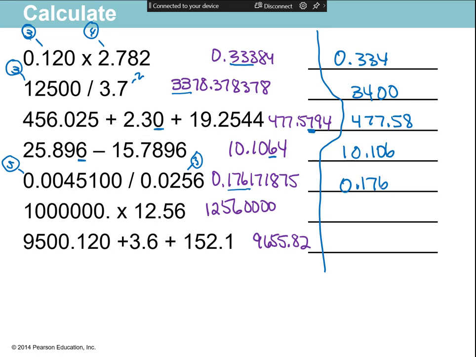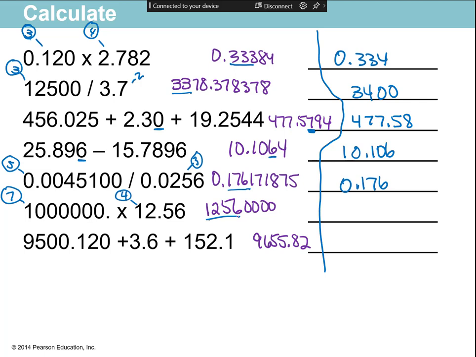Okay, here's another multiplication. I ended up with 12,560,000. What do I have to do? How many significant figures in the first number? 7. 1, 2, 3, 4, 5, 6, 7, because there's a decimal. That decimal means all those numbers are exact. 12.56 is 4. So I'm going to round my number to 4. So here's the first 4. All the rest are zeros.